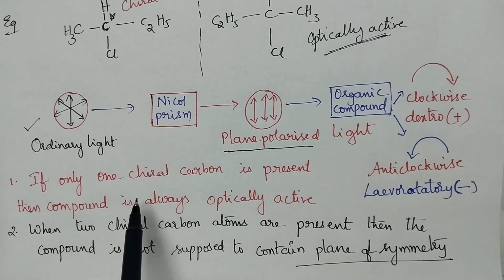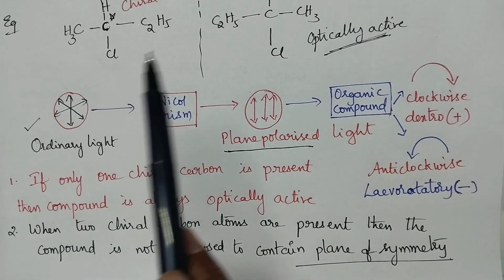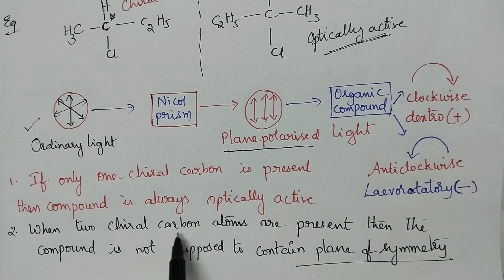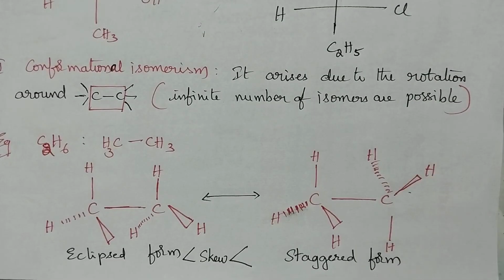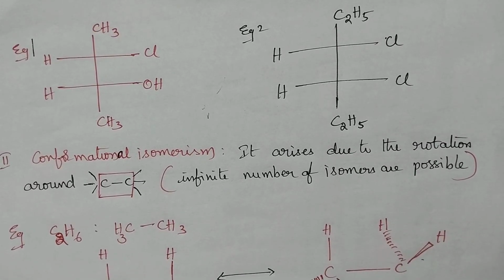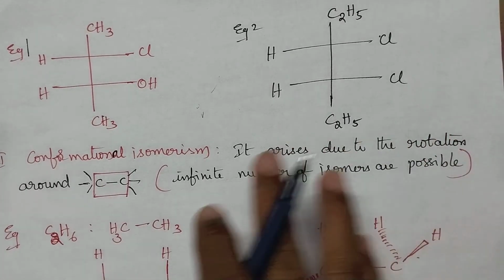If the compound contains only one chiral carbon atom and possesses non-superimposable mirror images, it is called an optically active compound. If the compound contains two chiral carbon atoms, then we have to test it for a plane of symmetry. It should be devoid of a plane of symmetry; only then is the compound optically active. Is it clear about optical isomerism? With one chiral atom, the compound is undoubtedly optically active, but with two chiral centers we test for a plane of symmetry.